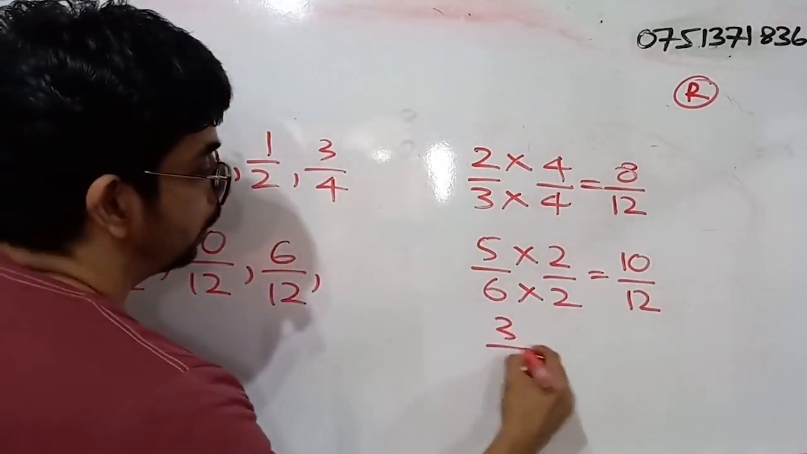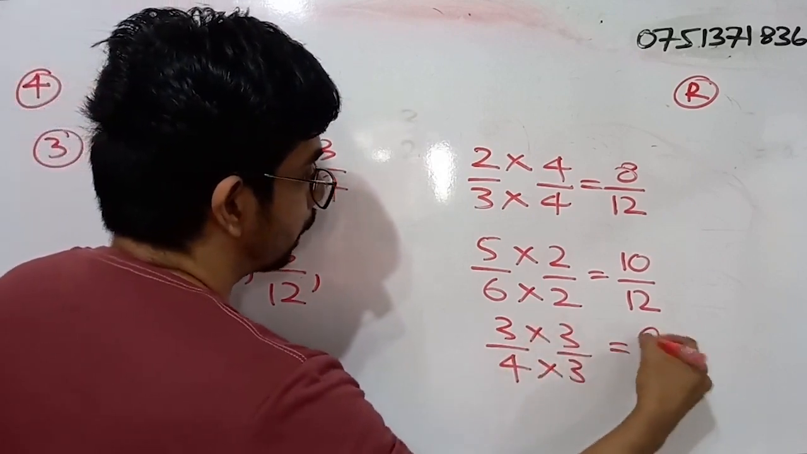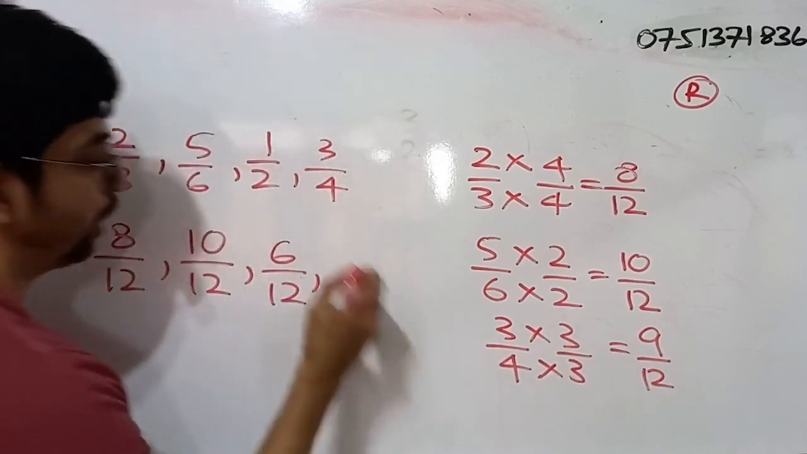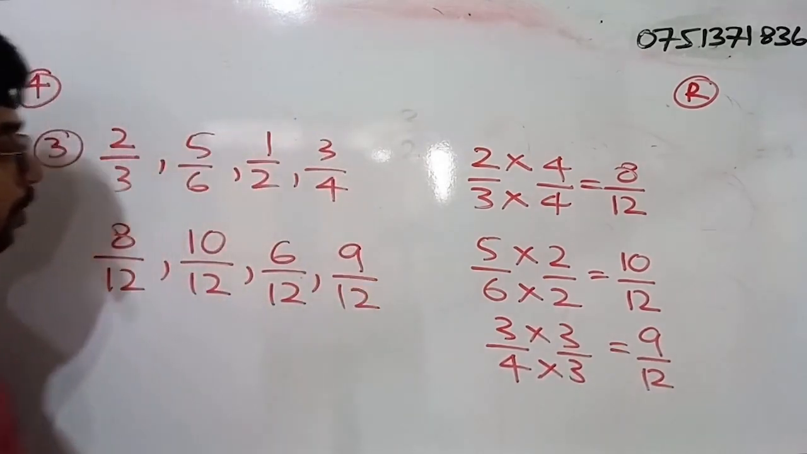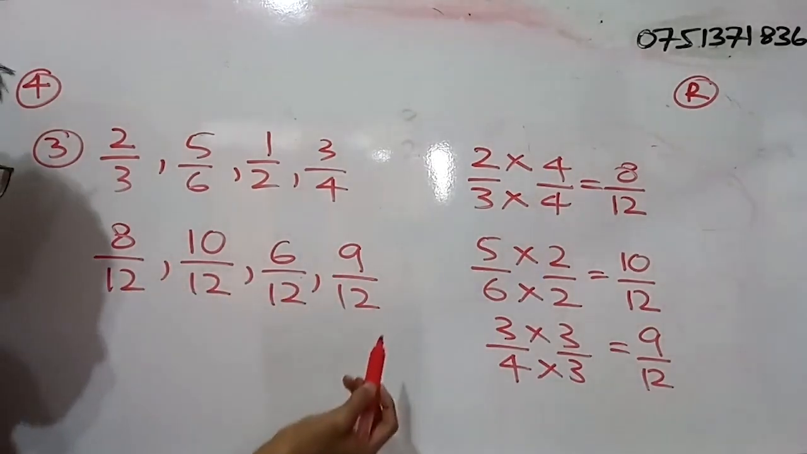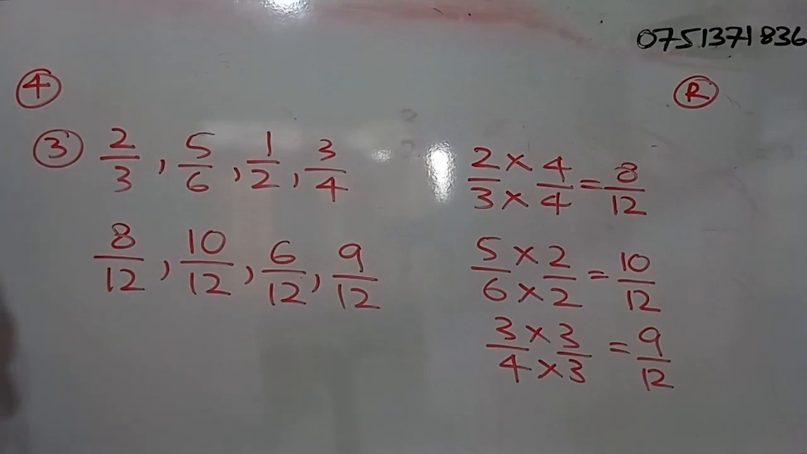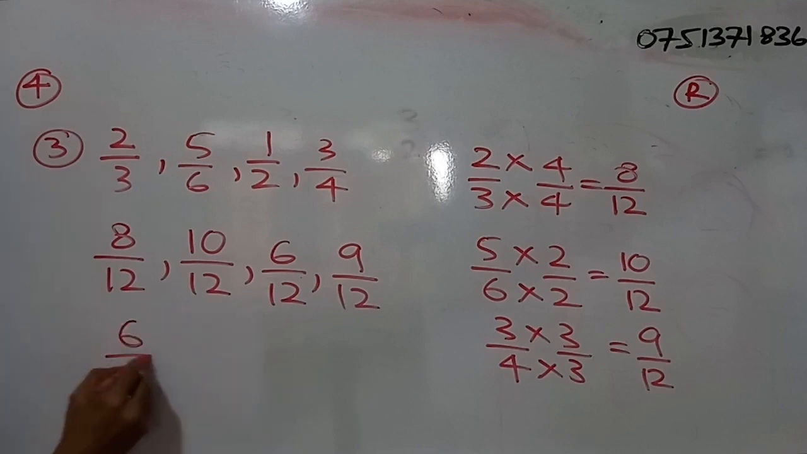Then I have 3 by 4. I am going to multiply the numerator and the denominator by 3. So I will be getting 9 by 12. Right. Now, see, the denominators are same. So we can easily come up with the answer. So we have to arrange the given fractions into ascending order. So 6 by 12, that is the smallest fraction.